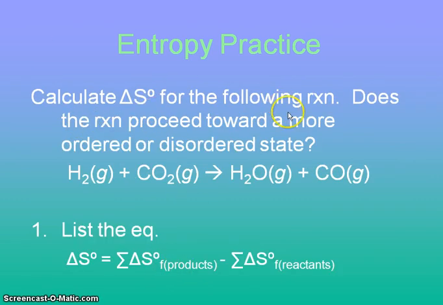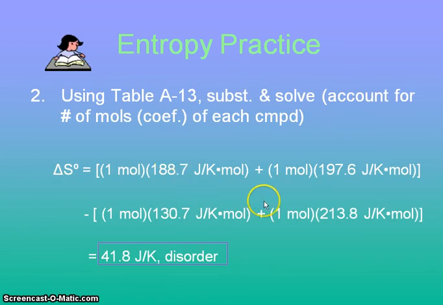To calculate delta S for the reaction, does it proceed toward a more ordered or disordered state? It's the same equation, so I'm looking up the same types of substances in Table A13, but I'm using the column that's for entropy as opposed to enthalpy. My equation is delta S is equal to the sum of the delta S of formation for the products minus the formations of the reactants. And these are those values from Table A13. This one is a positive value as well, and so that means that this is a more disordered state. The products would be more disordered than our reactants.